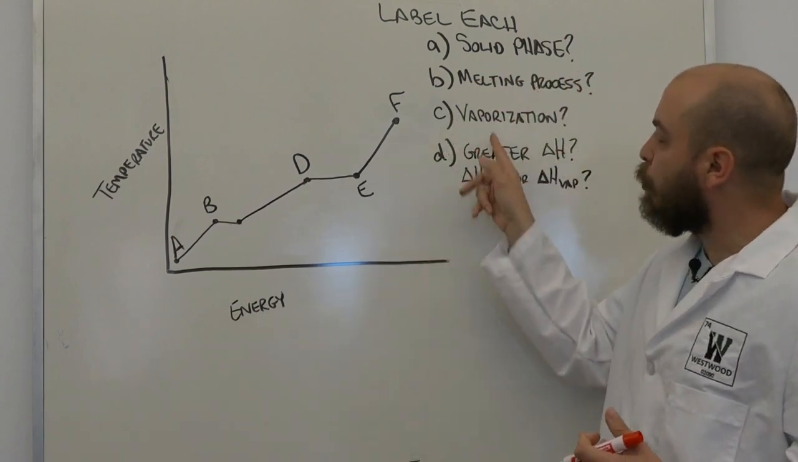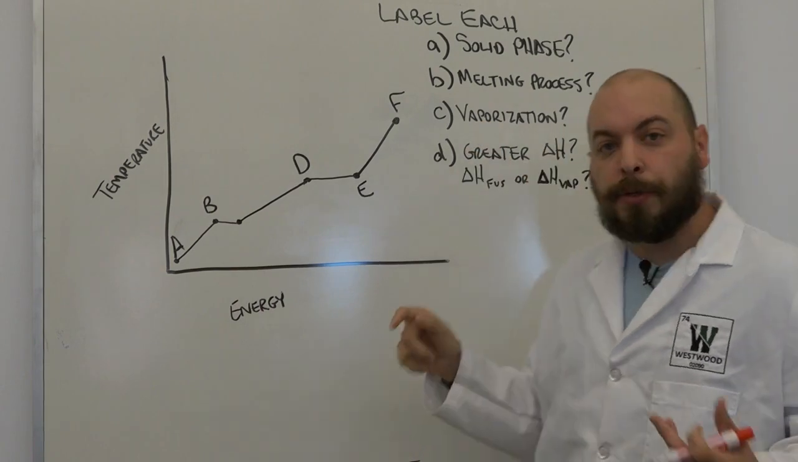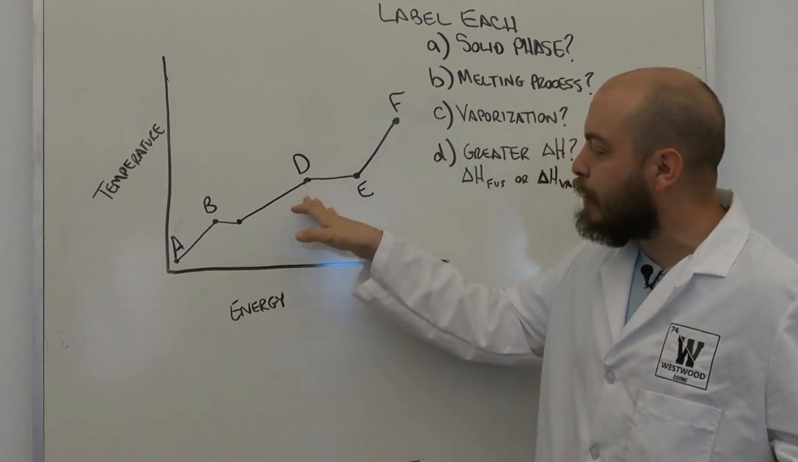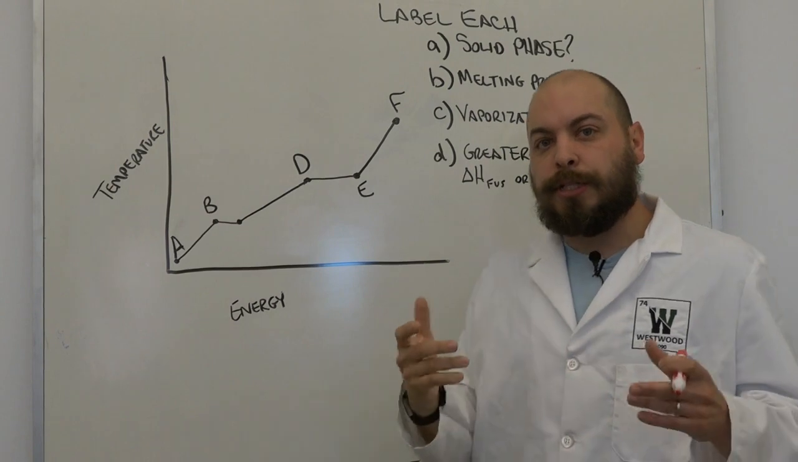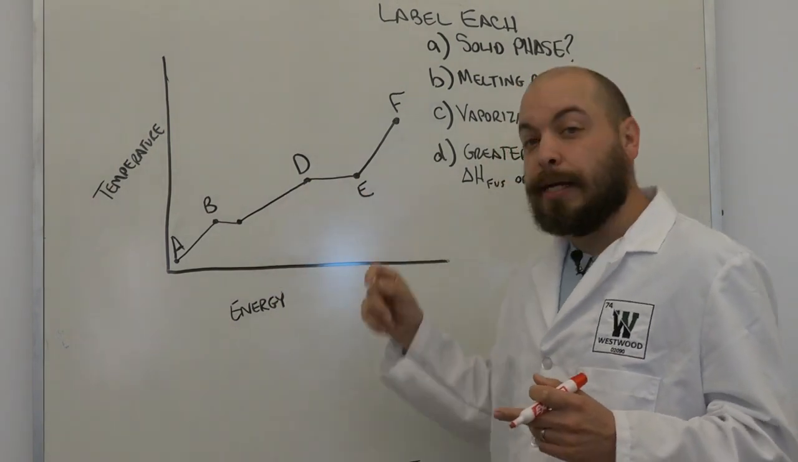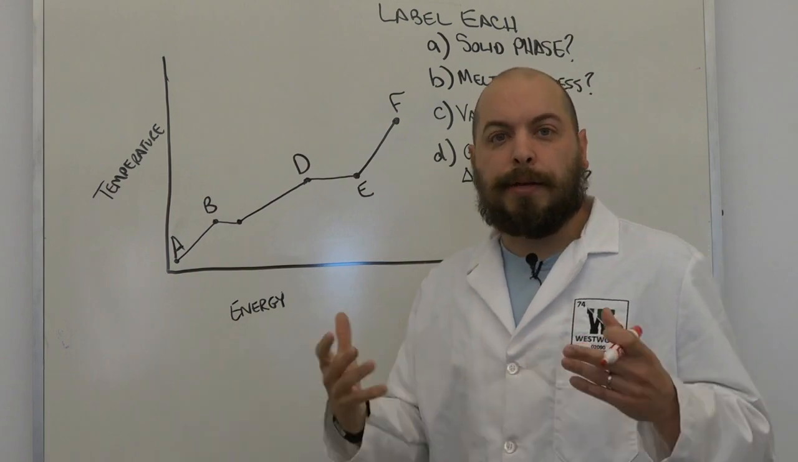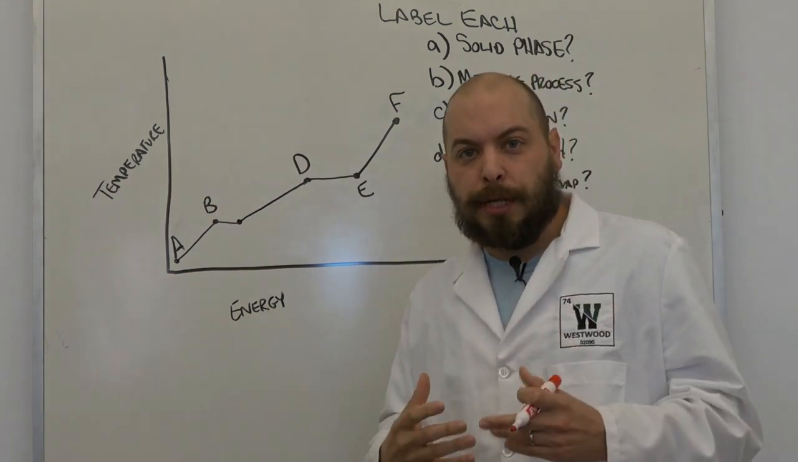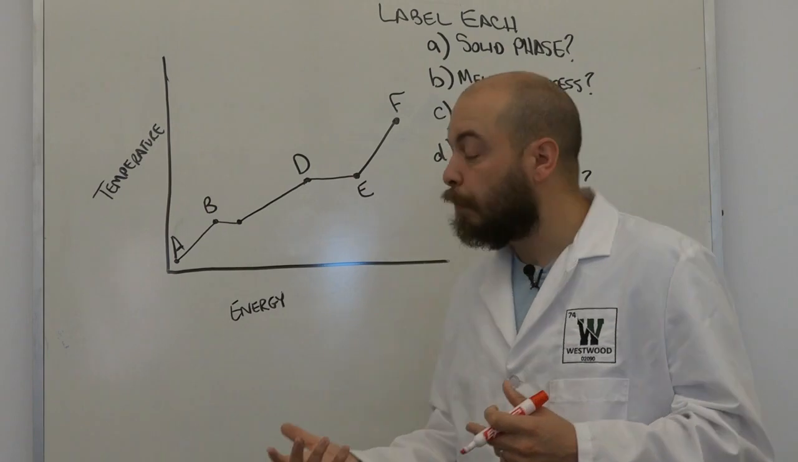Finally, here we got two more. Vaporization. Where's vaporization occurring? That's between D and E. So this is going to be the process by which I go from a liquid into a gas, and that process is, again, my delta H of vaporization, or my heat of vaporization.